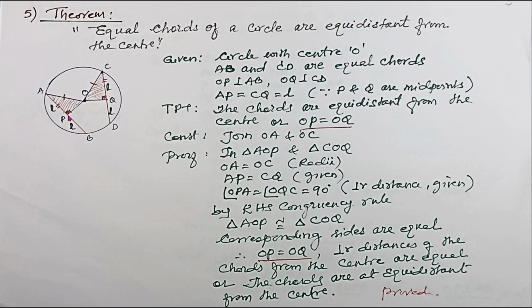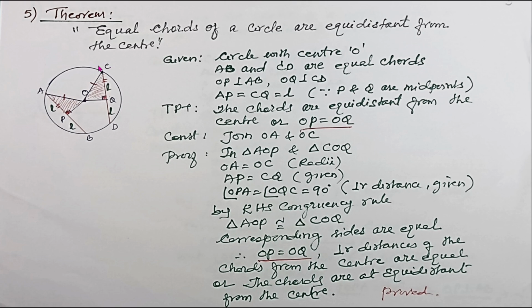Now let us assume that AP and CQ are equal to L because chord AB is equal to chord CD. Half of chord AB and half of chord CD are equal because P is the midpoint of AB. When we draw a perpendicular OP to AB, it bisects the chord AB, and so also OQ is perpendicular to CD, it bisects the chord CD. The chord AB and chord CD are equal, therefore half of chord AB and half of chord CD are also equal, therefore AP is equal to CQ is equal to L. So please remember that.